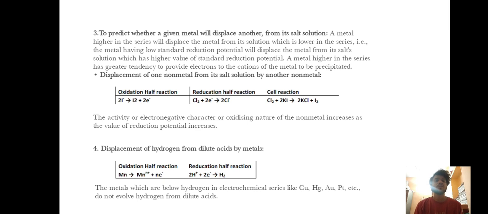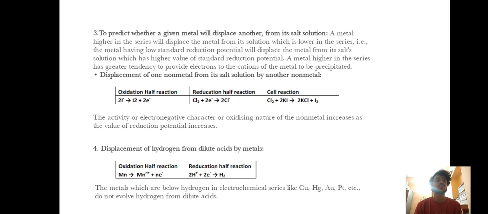Displacement of one non-metal from its salt solution by another non-metal. Oxidation half reaction: 2I⁻ gives rise to I2 plus 2 electrons. Reduction half reaction: Cl2 plus 2e⁻ gives rise to 2Cl⁻. Cell reaction: Cl2 plus 2KI gives rise to 2KCl plus I2. The activity, electronegative character or oxidizing nature of the non-metal increases as the value of reduction potential increases.